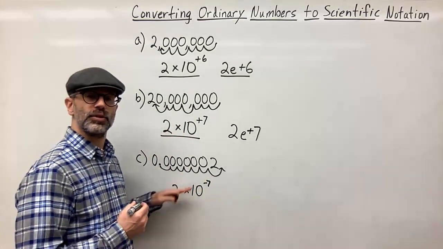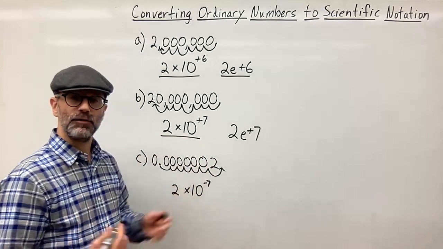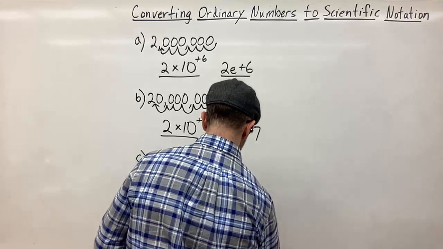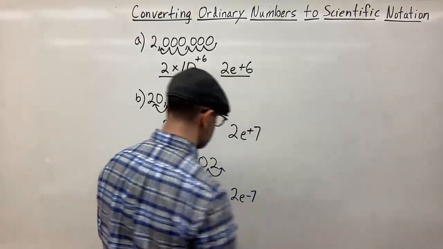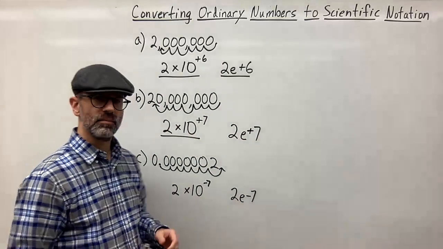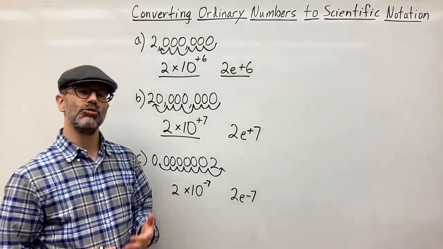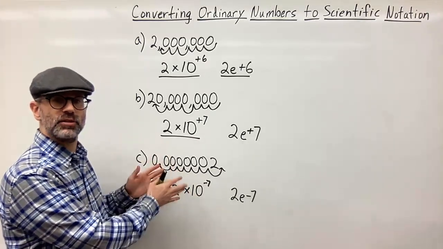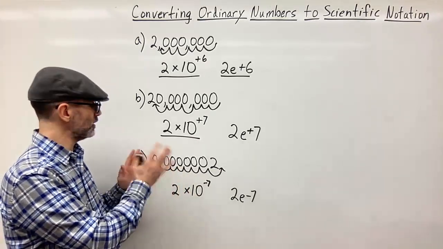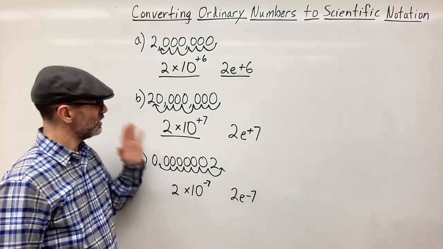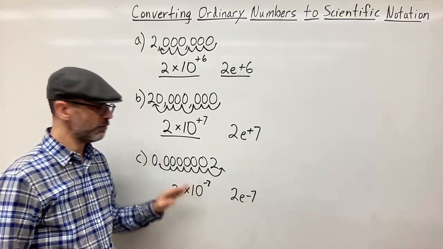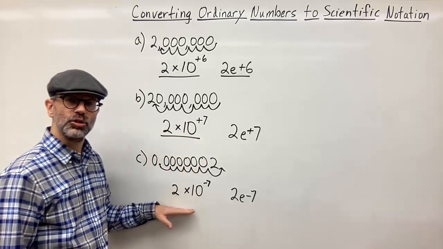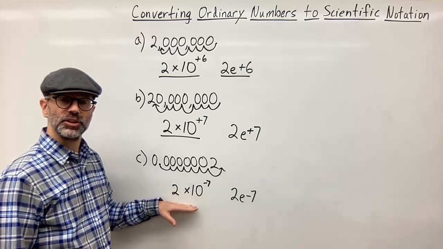So there's the scientific notation for this number. And again, if you want to write it in the E format, it would be 2E and then -7. And so that, ladies and gentlemen, is how you turn your number from ordinary, traditional, I don't want to say traditional, standard notation, thank you. So from standard or ordinary form to scientific notation. So standard notation to scientific notation.